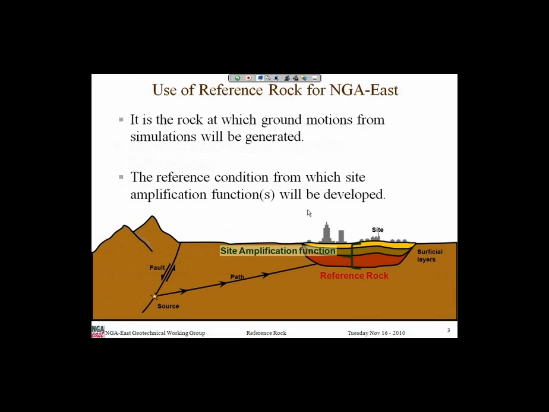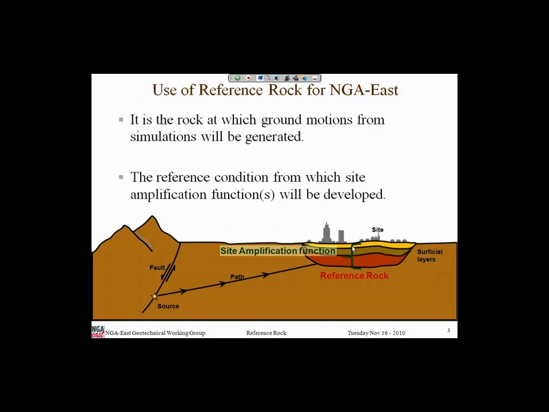As you will see from what we're going to talk about, we're proposing to have the same thing being reference rock and simulation rock. The intention is that the motions are generated at a reference rock, and then within the Geotechnical Working Group we will develop amplification functions for site conditions other than reference rock. There's a whole process that we're going to go through within the Geotechnical Working Group to develop this amplification function or functions that would be used within NGA East.